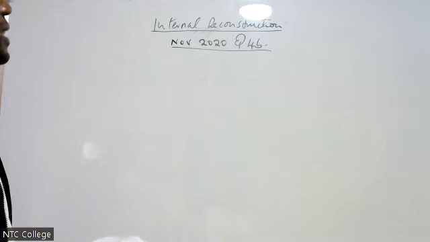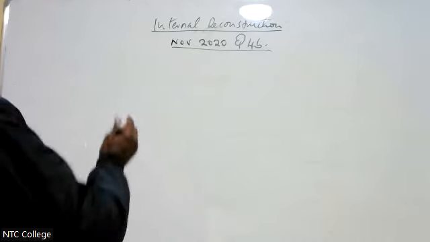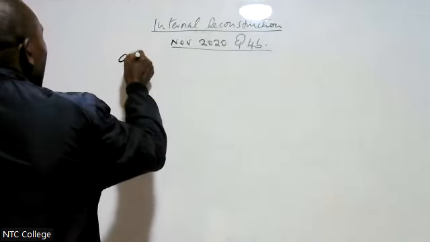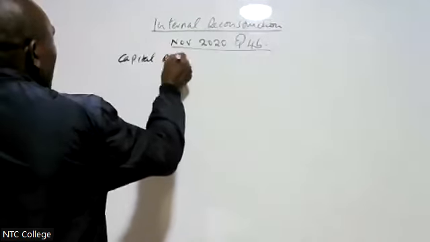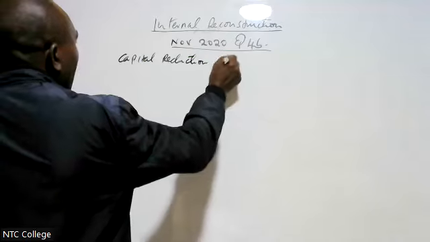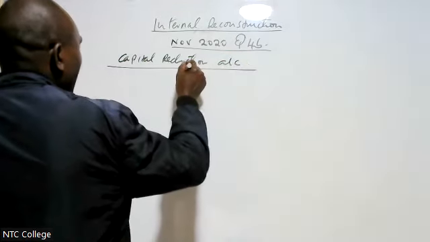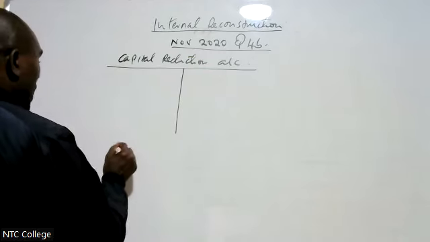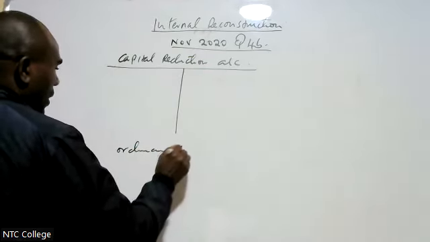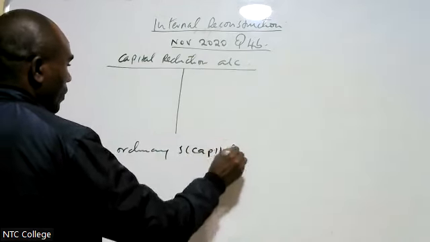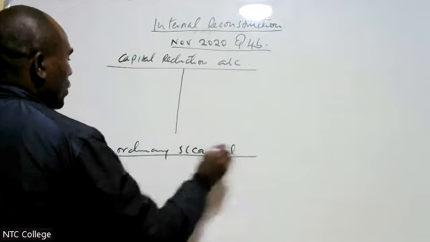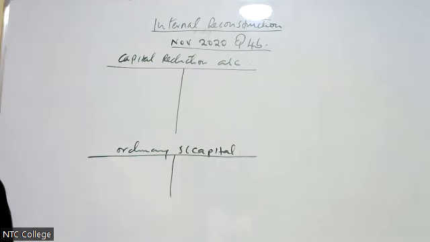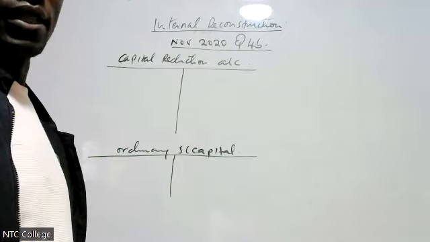Examiner was wishing us success because he wants us to prepare the capital reduction account. Therefore, let's prepare the capital reduction account here. Capital reduction account. Keep it 9 lines going down. Then you prepare ordinary share capital. Ordinary share capital. Give it 6 lines going down.